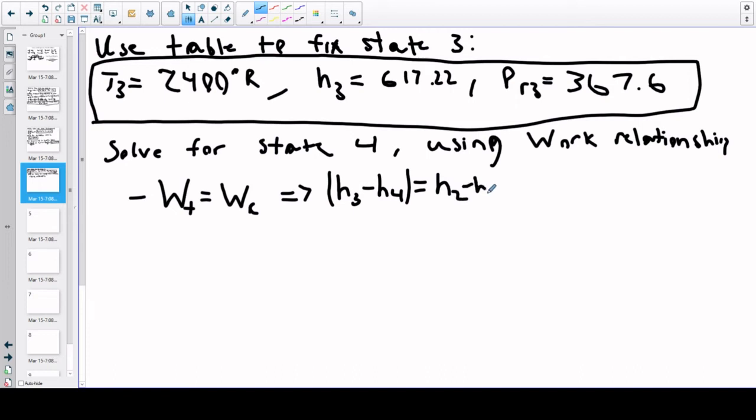And so, since we have this setup, we know that we have H3, we have H2, and we have H1. So you can solve for H4. H4 is equal to H3 plus H1 minus H2. And so, using that, we found H4. This is the real state.